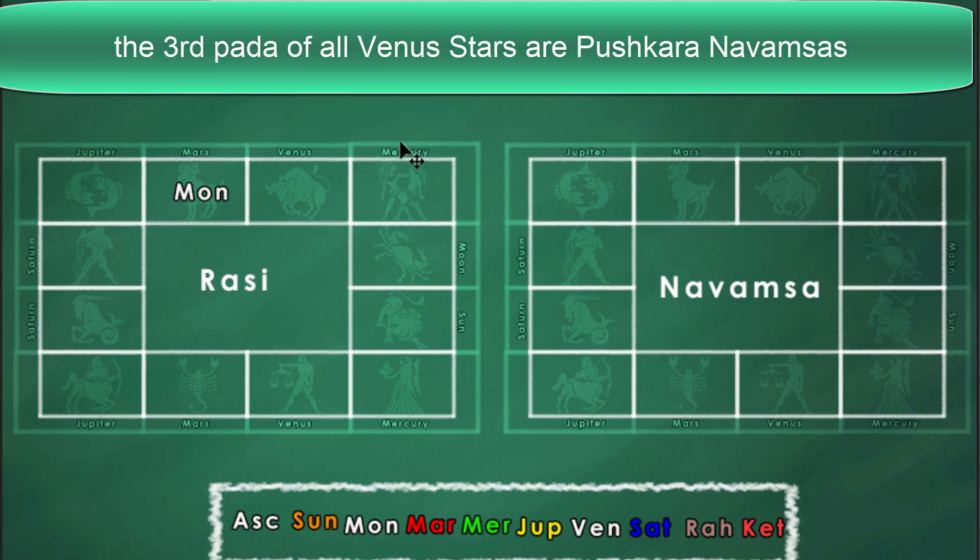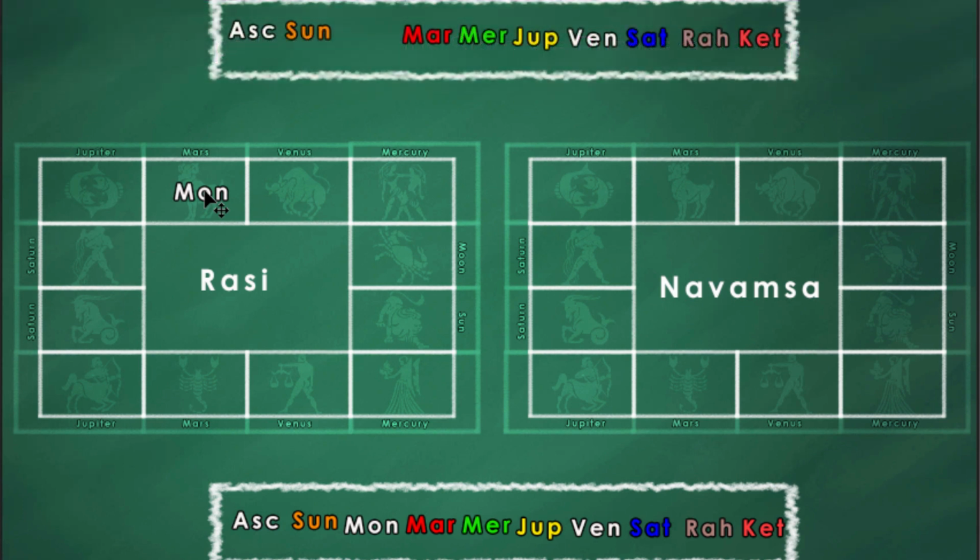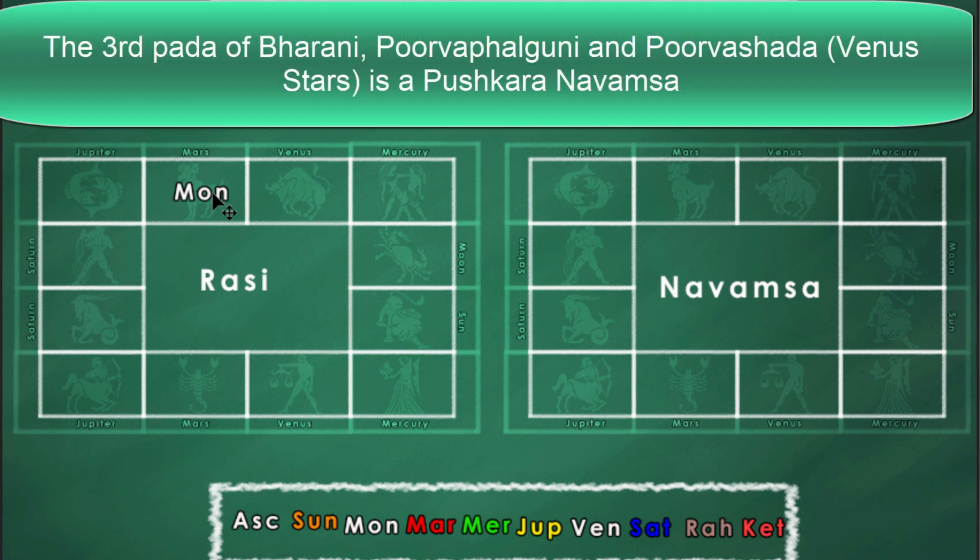The 3rd pada of every Venus star is a Pushkara Navamsa. So how do we understand this? The Venus stars are the 2nd star Bharani, and the trinal star to that is the 11th nakshatra Poorvaphalguni, and the trinal star to that is the 20th nakshatra Poorvashada. All these 3 stars belong to Venus or Shukra.